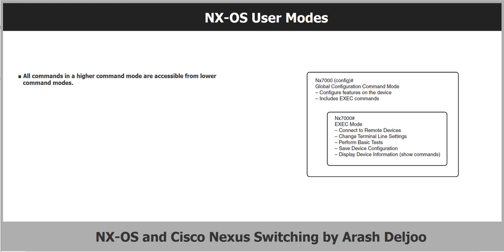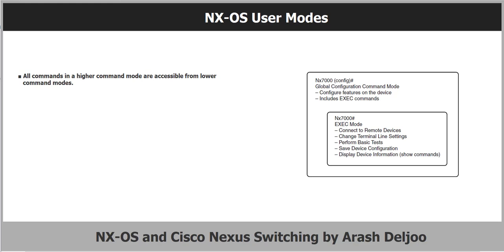In this video, I'm going to explain about the NX OS user modes. Cisco NX OS CLI is divided into command modes, which define the action available to the user. Command modes are nested and must be accessed in sequence. As you navigate from one command mode to another, an increasingly larger set of commands become available.